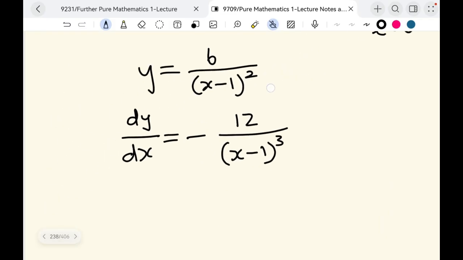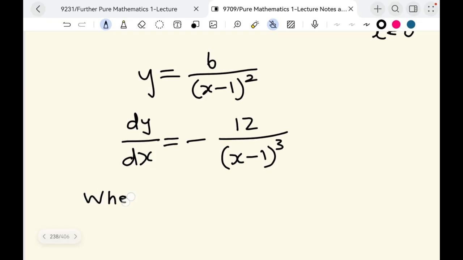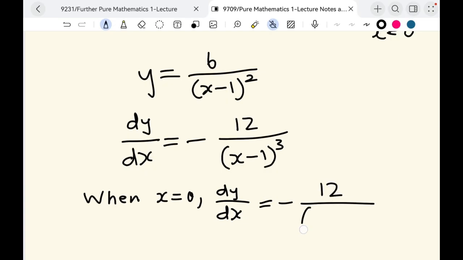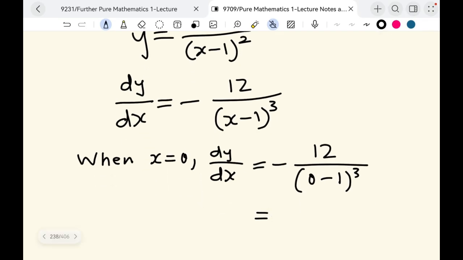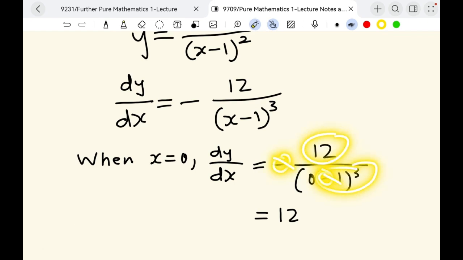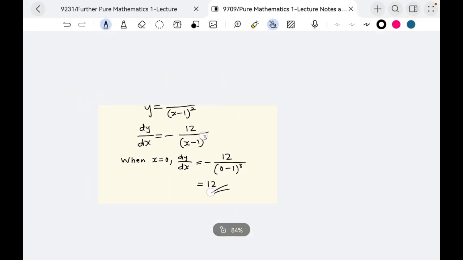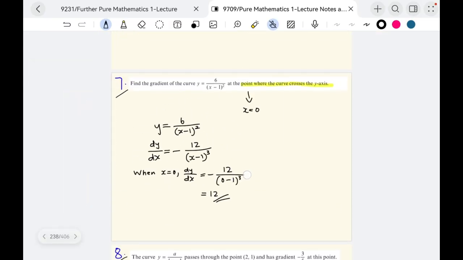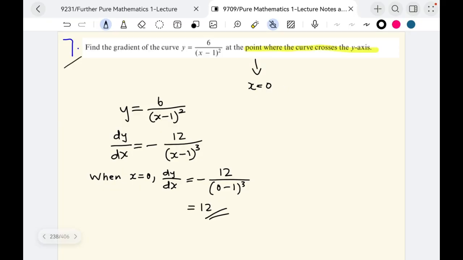So when x equals 0, what is the gradient of the curve, or gradient of the tangent, at the point stated over here? It is 12. Why? Because minus 1 cubed is minus 1. The minuses cancel out to get 12. Easy, right? So let's move on to question 8.